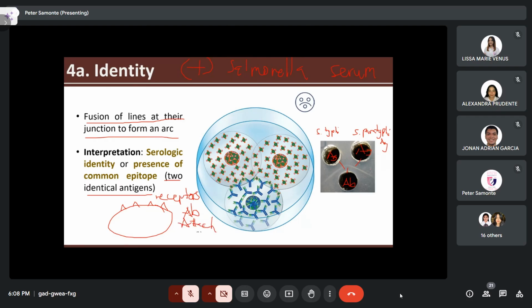Now, since both Salmonella typhi and Salmonella paratyphi have the same receptors or the same epitope, they would form an arc. That's why you would interpret this, class, as having identical or identity. Kaya siya tinawag na identity is because they have identical epitopes or antigen receptors on their surface, forming a junction or an arc. Ayan siya.